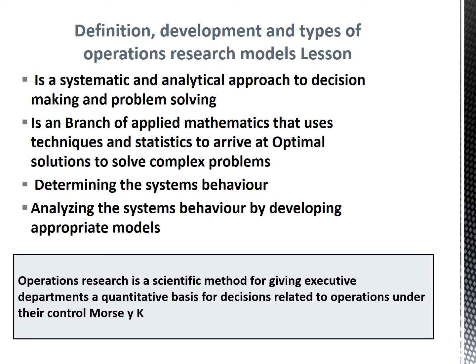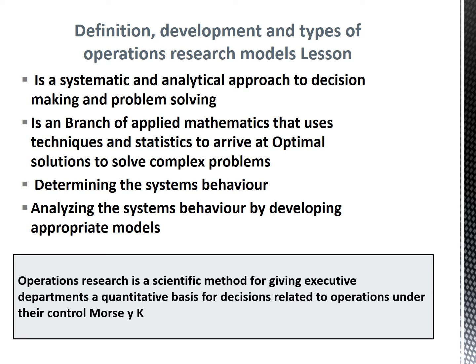Definition, development, and types of operation research modeling. Point first: it is a systematic and analytic approach to decision making and problem solving. Point second: it is a branch of applied mathematics that uses techniques and statistics to arrive at optimal solutions to solve complex problems.